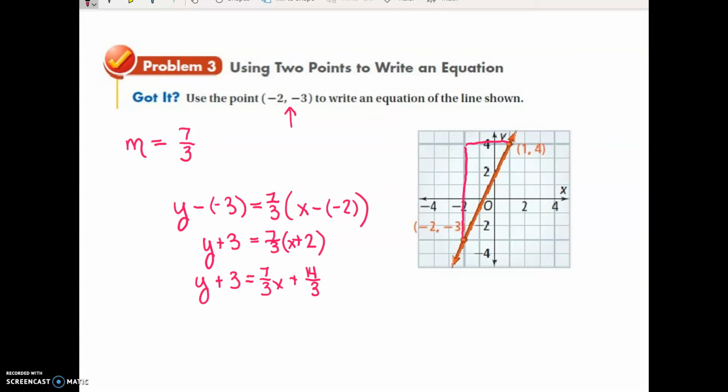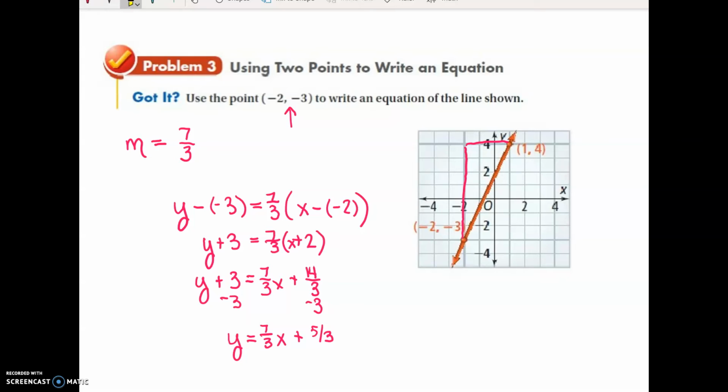And then we just need to subtract the 3 here to get y by itself. So our equation that is in slope-intercept form is going to be y equals 7/3 x plus 5/3. Or I guess you could say 1 2/3, but same idea.